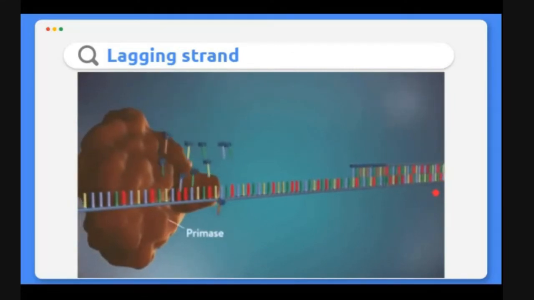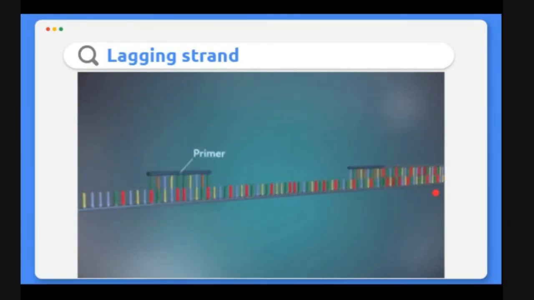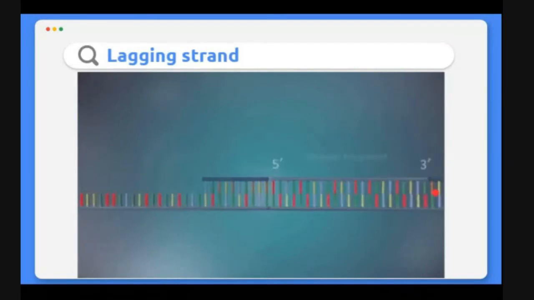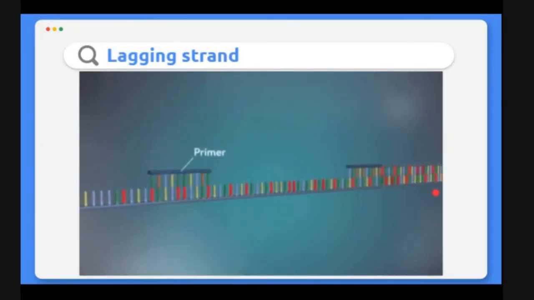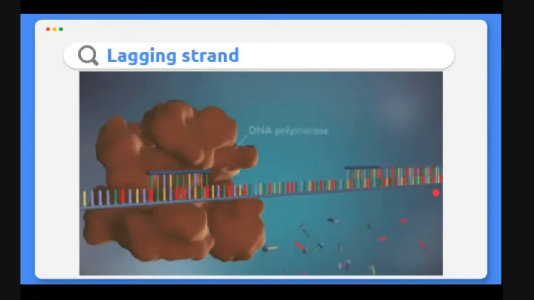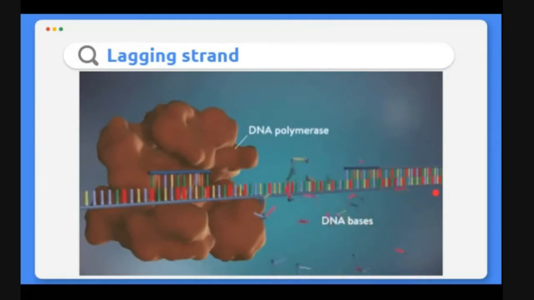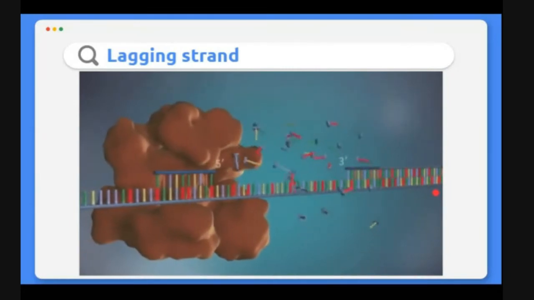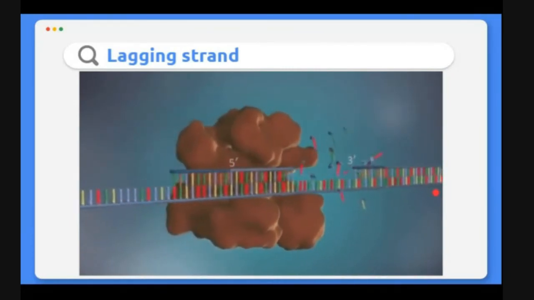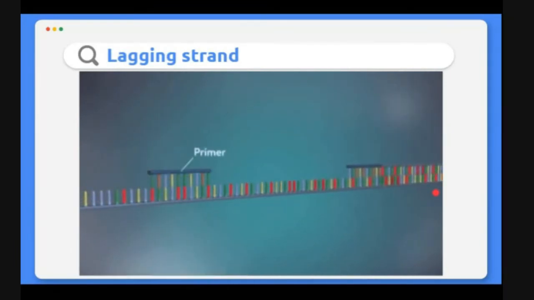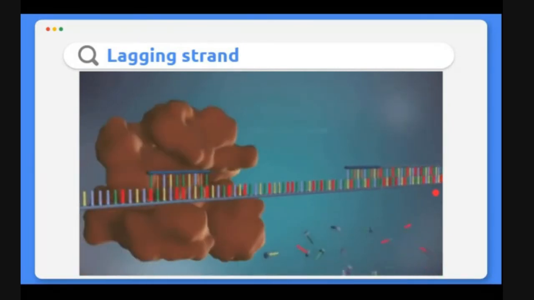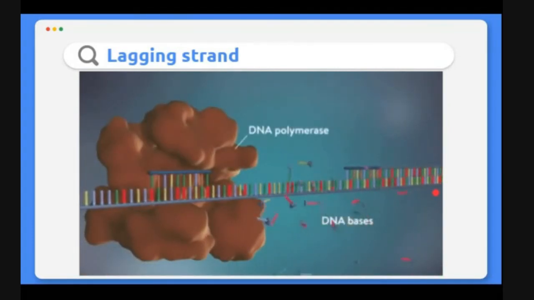Magkakaroon ka pa ng primer, bagong primer. Tapos, i-elongate primer, tapos i-elongate siya ng DNA polymerase. Mag-a-add. Tapos yun yung nangyayari every time. So, yun, pinakita ko lang yung animation para di kayo mag-imagine parati. Okay. Yun yung lagging strand.